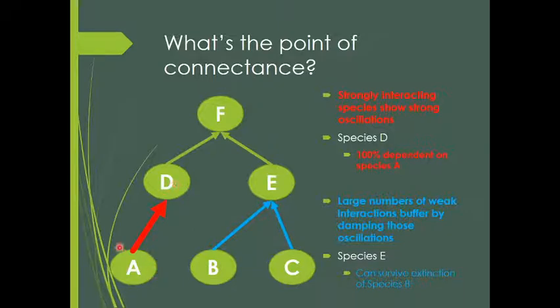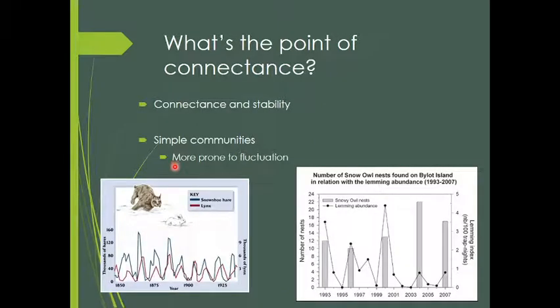So any fluctuation in species A will probably filter up very strongly and cause strong oscillations in the population of species D. And that's what we see going on here, where the lynx is highly connected. The lynx is the red, right? It is highly connected to the abundance of the snowshoe hare.